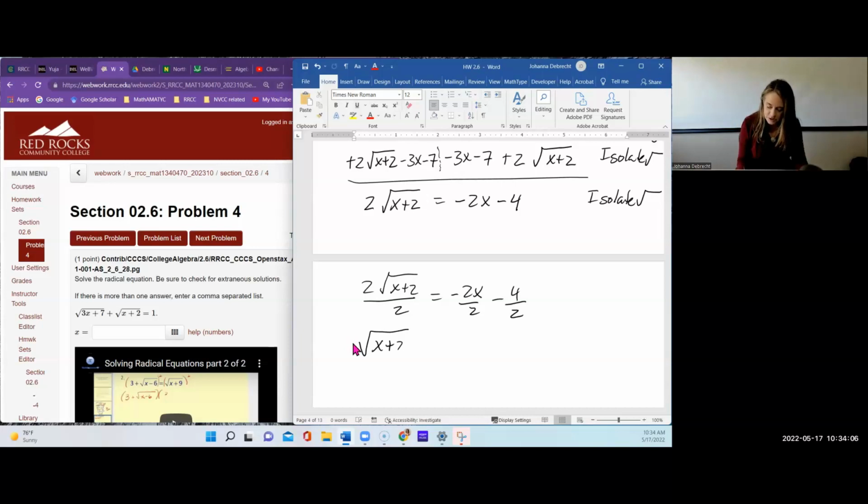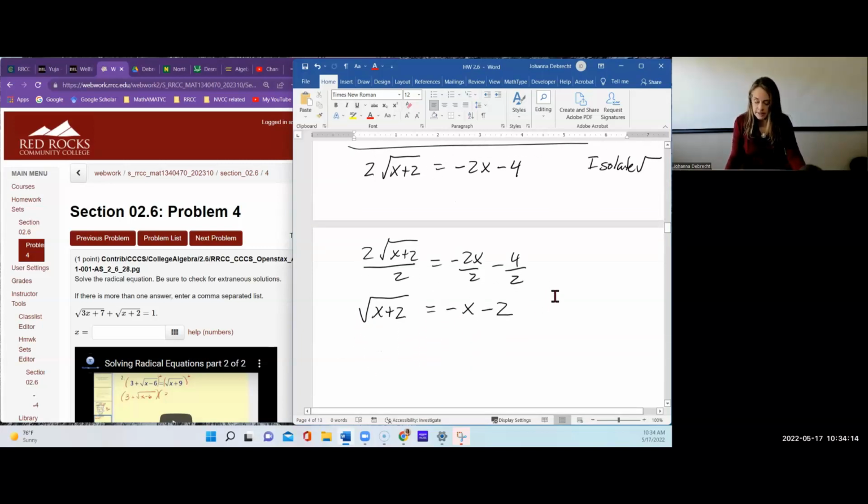This gives us the square root of x plus 2 equal to negative x minus 2. Now I've isolated the radical, I'm allowed to square both sides again.